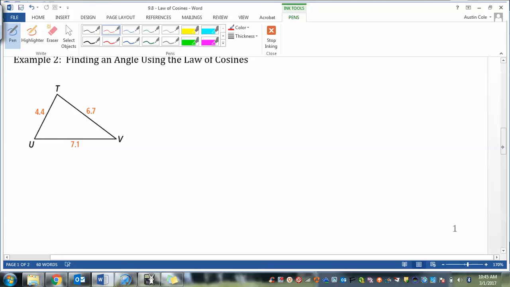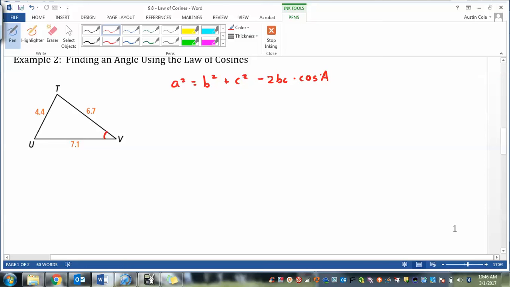Okay, now example 2. It says finding an angle using the law of cosines. So we can find angles as well. Bad problem because I didn't really specify which angle I want to find. So let's just pick V here. If we're finding an angle, our process differs slightly. We're still going to use our formula, so I'm going to write that down: A squared equals B squared plus C squared minus 2BC times cosine of A.